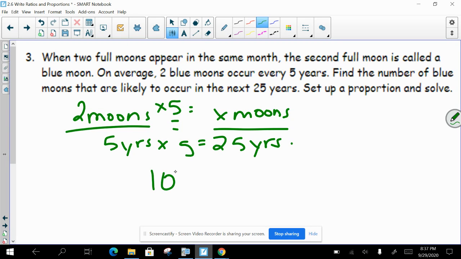It's not always going to work. We'll see examples in the next lesson where you won't be able to do this. Okay, the numbers will be more complicated than that. But for these simpler examples, yes, you can solve it like that. So the answer is 10 moons.